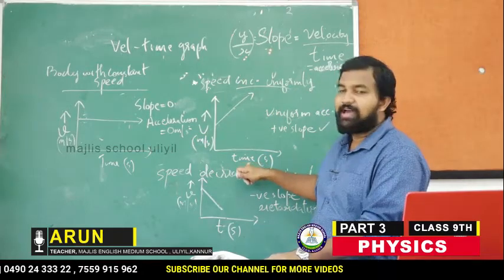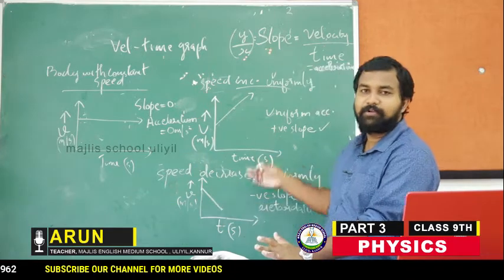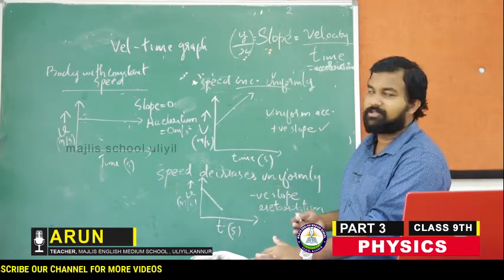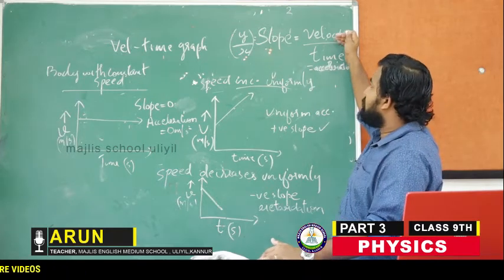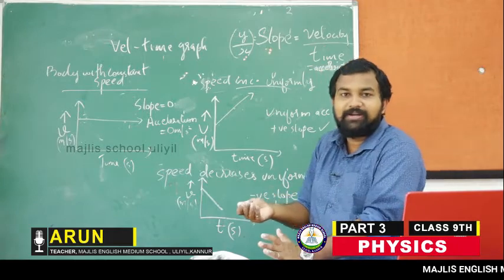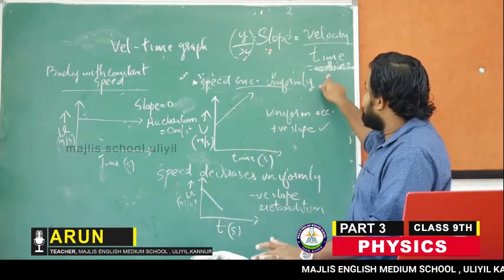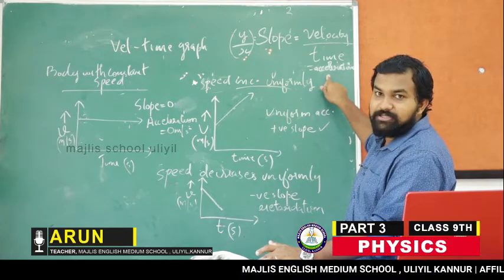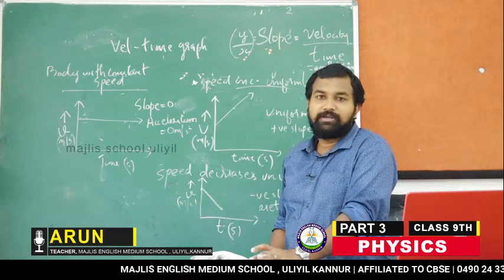In the x-axis, we are having time in the velocity time graph. So what will be the slope? The slope will be velocity divided by time. And we know what velocity divided by time is? It is acceleration, isn't it? So acceleration is the quantity which we get when we calculate the slope in a velocity time graph.